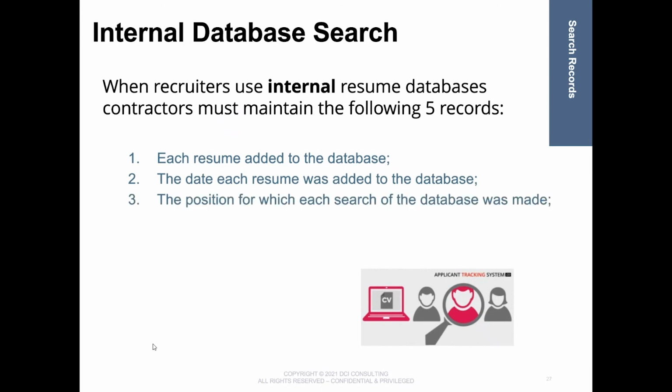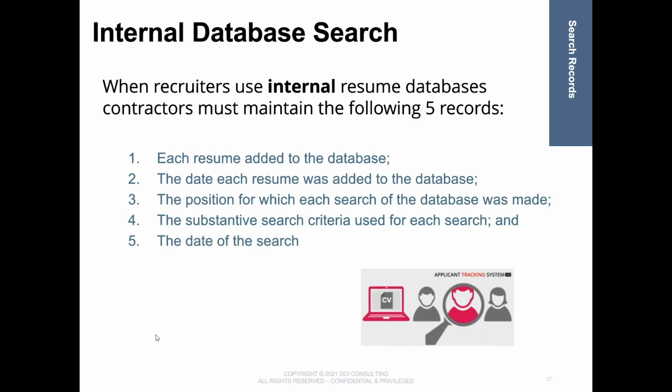The position for which the search of the database was made. So if I'm searching in my database for a loan originator, I need to somehow jot down when did I do that search and what did I search for? What were the criteria I used to search?